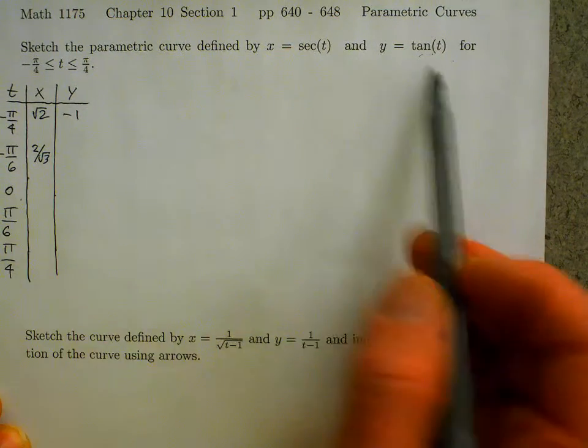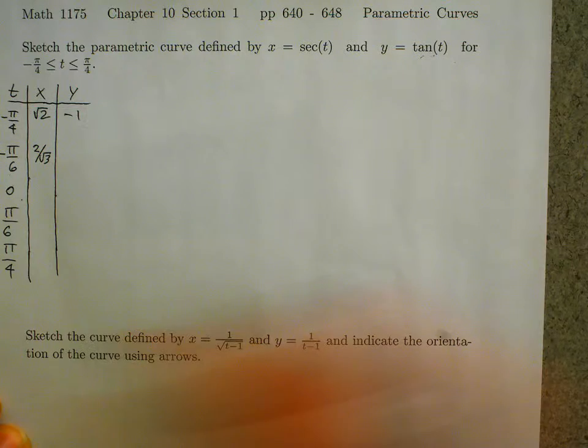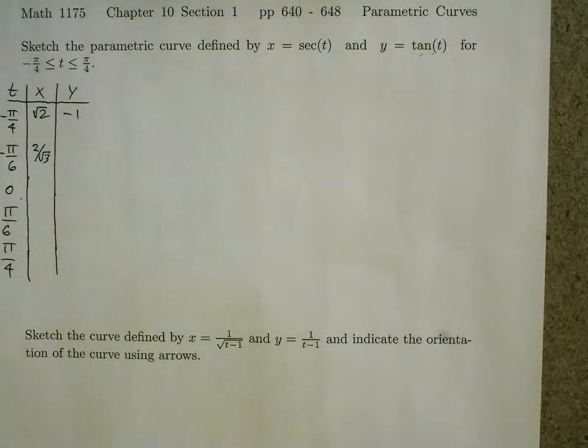Okay, the y-coordinate when t is negative pi over 6, tangent of negative pi over 6. Well, that's sine of negative pi over 6 over cosine of negative pi over 6. So sine of negative pi over 6 is negative 1/2. Cosine of negative pi over 6 is the square root of 3 over 2. So this is negative 1 over the square root of 3, right?